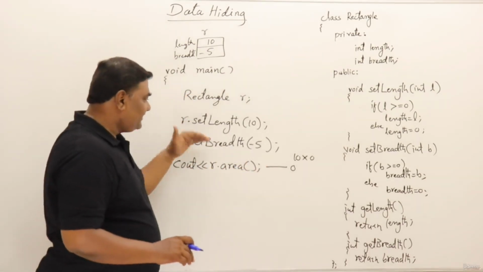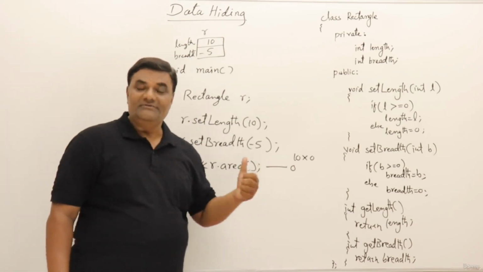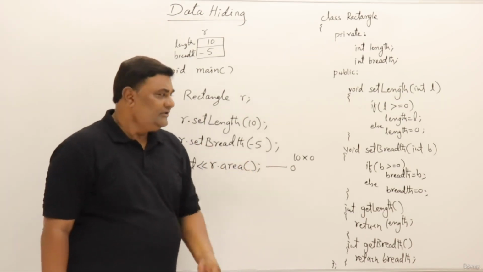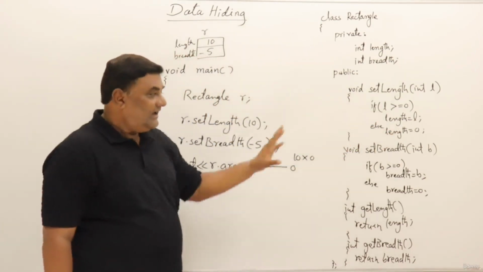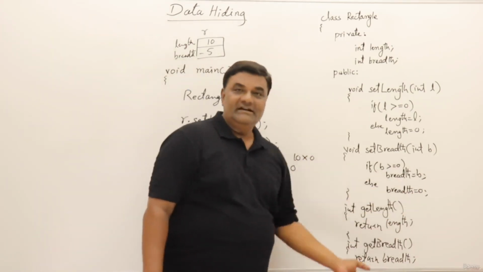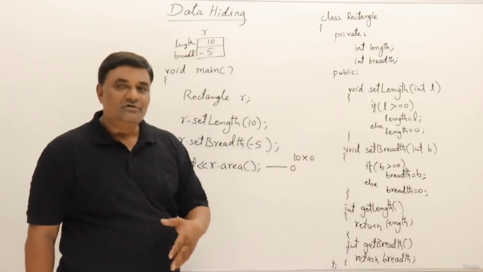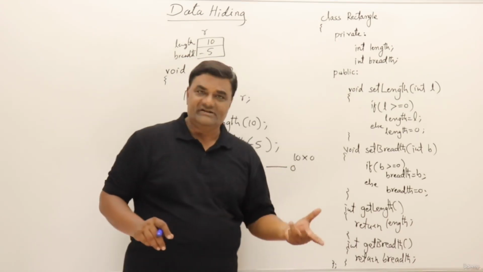But still the main function, or the user, is not knowing that there is a problem with the negative value. So if you want, you can write down here cout length cannot be negative and then set it to 0. And cout breadth cannot be negative and set it to 0. When I write the program, at that time I'll show you that you can give a message.